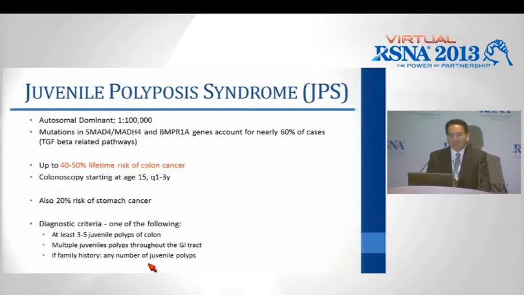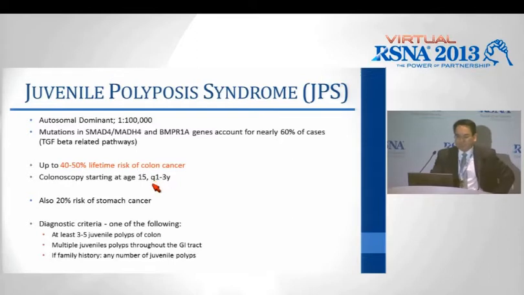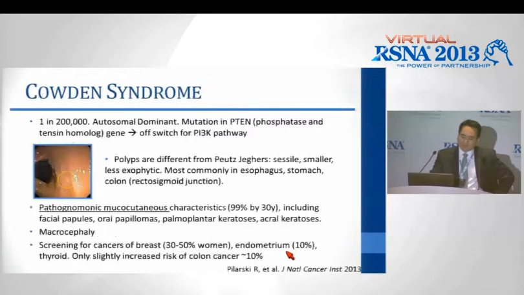Very briefly, juvenile polyposis syndrome, 1 in 100,000, with mutations in one of these genes, SMAD4 and BMPR1A. And they're involved in the TGF-beta-related pathways. They have a nearly identical risk of colon cancer to Peutz-Jeghers, and colonoscopy is offered around the same age group. They also have a high risk of stomach cancer, and there are actually different forms of juvenile polyposis, which I won't go into today. Cowden syndrome is now part of the PTEN, or phosphatase and tensin homolog, gene syndrome.